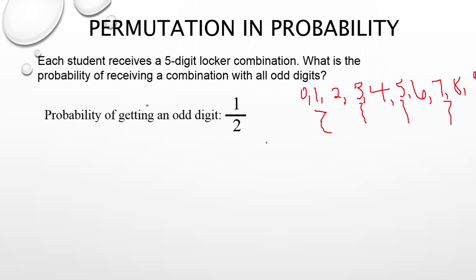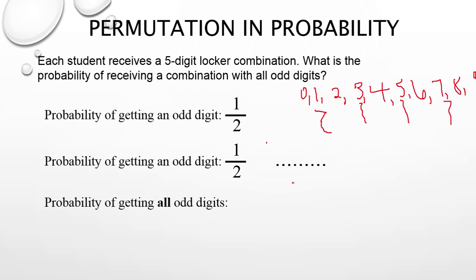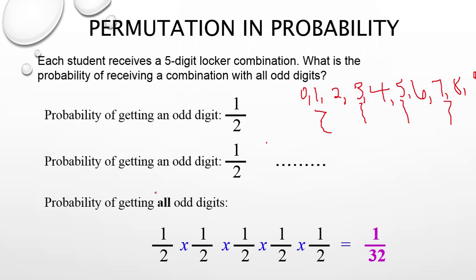Well, how about the second odd digit? Should still be 1 over 2. It never said we cannot repeat. It just said 5-digit locker combination. So we keep doing that for all 5 numbers. I'm not going to write all 5 because, as you can tell, the pattern says 1 over 2. So all we have to do is multiply all 5 together, and we get 1 over 32.